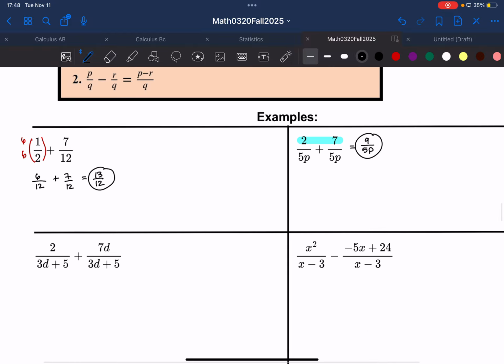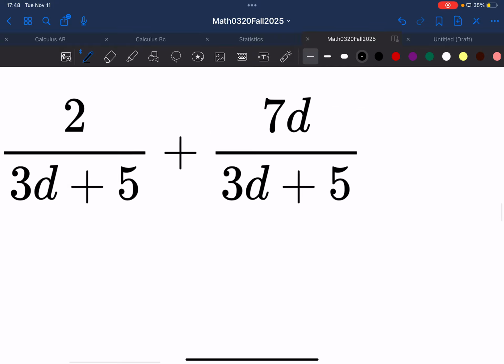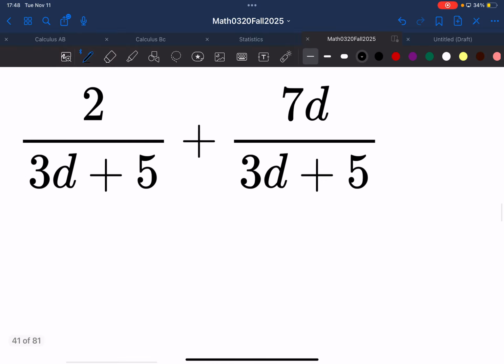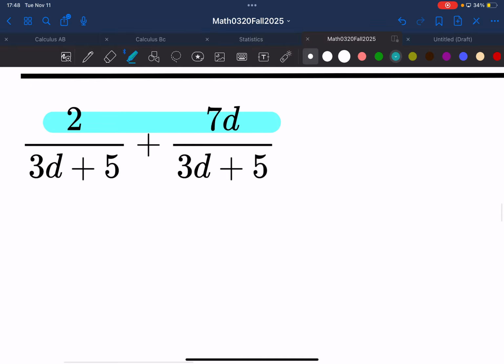Okay, so let's get gradually harder here. Okay, so now we have these two rational expressions, and we're still checking if the denominators are the same. Yes, they're both 3d plus 5. So we're going to do the same thing, and we're just going to add the numerators. So what would be 2 plus 7d? 9d.